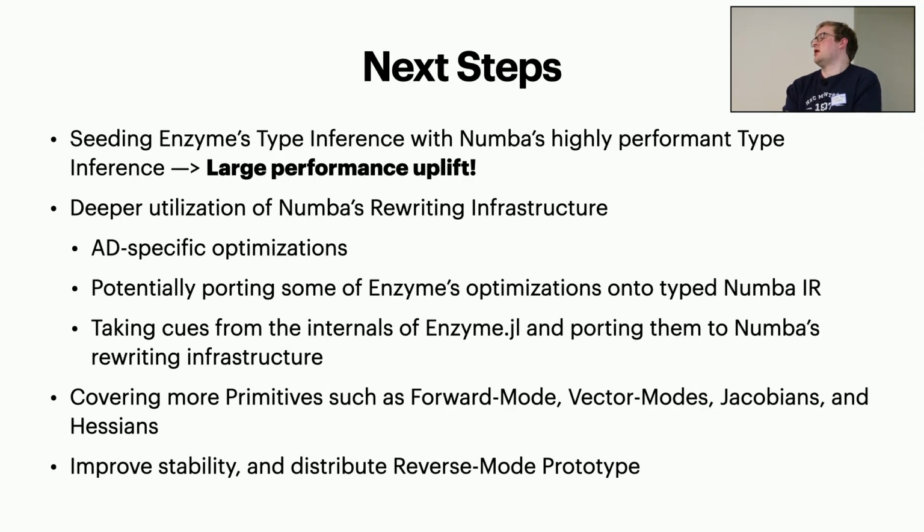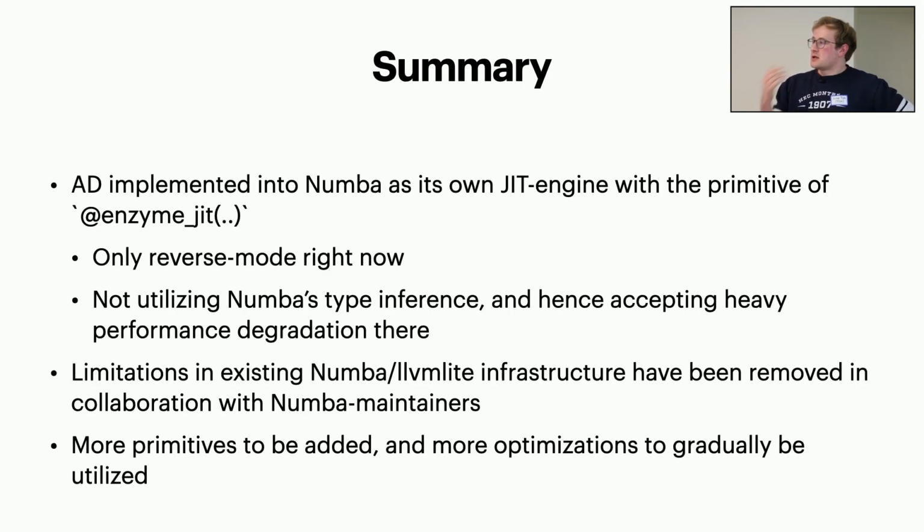The next steps now are making it more stable and distributing this. It is right now a reverse mode prototype, so we just have to distribute the reverse mode prototype and push it up. And then to heavily seed the type inference of Enzyme itself with Numba's type inference and deeper utilization of Numba's real infrastructure. Those are the main next steps, and also more primitives such as forward mode to allow sensitivity analysis, vector modes, Jacobians, and Hessians. So this is all inside of this enzyme JIT decorator, which is only reverse mode right now. We're not exploiting Numba's type inference yet. That's the main next step. And yeah, I'm open for questions.